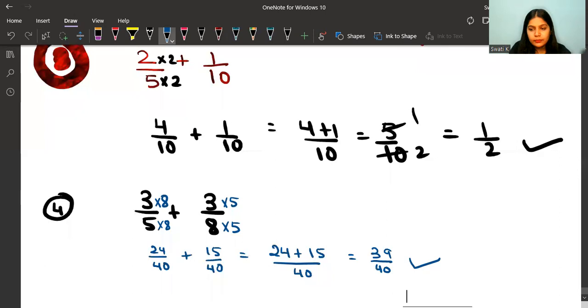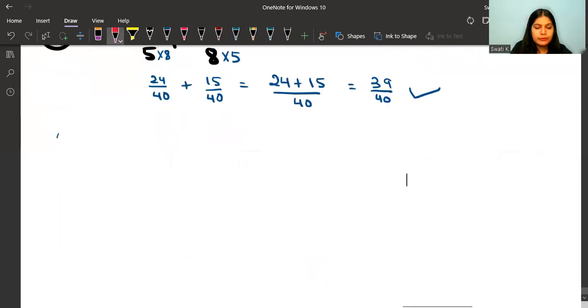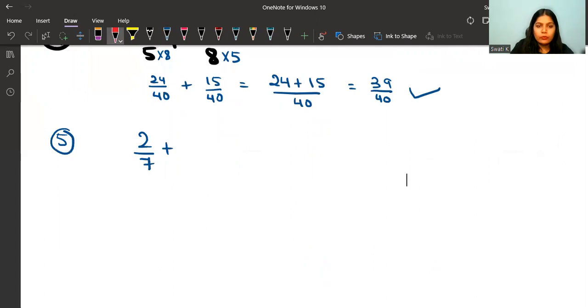All right, so yes, let's go to the 5th question. The next question is 2 by 7 plus 1 by 4. So 2 over 7 plus 1 over 4. Again, I can see that this is 7 and this is 4. So if I multiply this by 2, it will become 14. But do I have 14 in the table of 4? No. If I multiply by 3, it is 21. Do we have 21 in the table of 4? No. If I multiply by 4, it will be 28, which I know is there in the table of 4 as well. So 7.